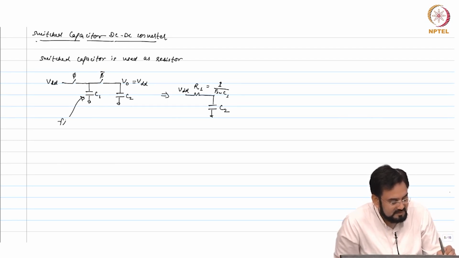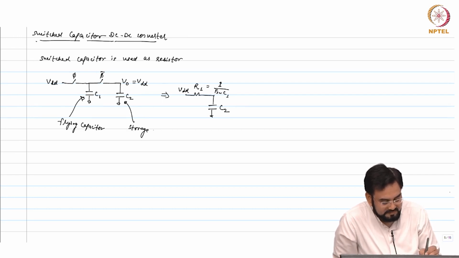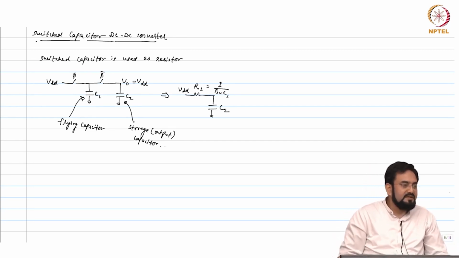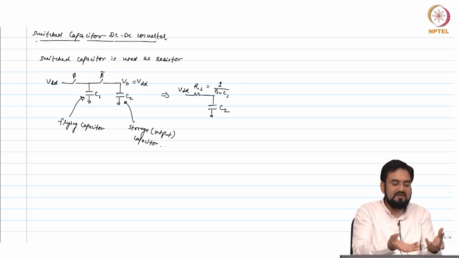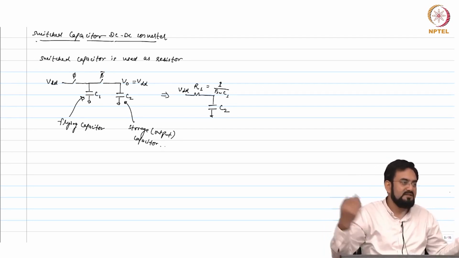So, this is the flying cap, and this guy is storage. You can call it the output capacitor also. So, in this case Vout equals VDD, but when we want to regulate the output, usually we do not want that you can just short Vout and VDD.